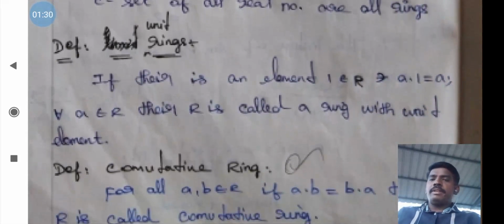Now we see the definition of unit ring. If the ring contains identity element with respect to multiplication, then it is called unit ring. That is, if 1 belongs to R and a dot 1 equal to a for every a belongs to R, then R is called a ring with unit element or unit ring.